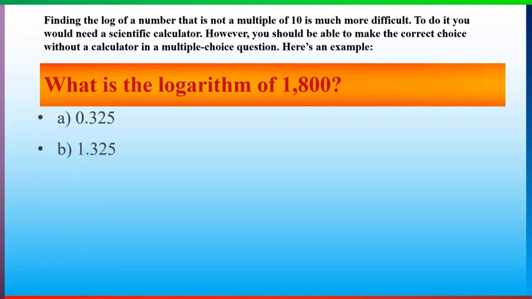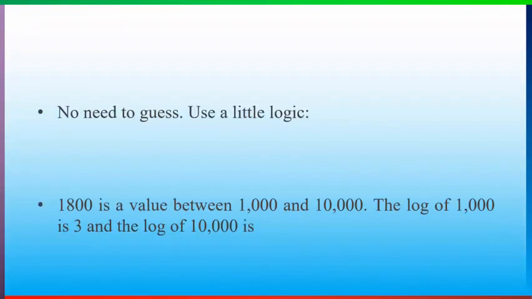So here, if you look at the options for the log of 1800, you will see there is only one option that lies in the range of 3, and that is 3 point something. So the correct option is D over here. Now look at this other example.